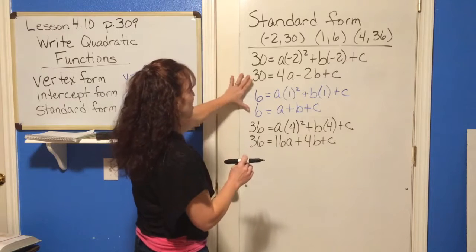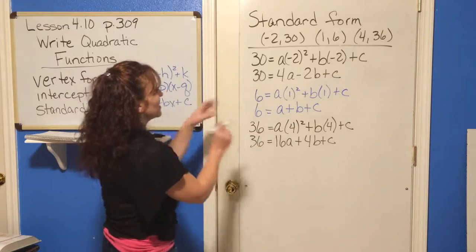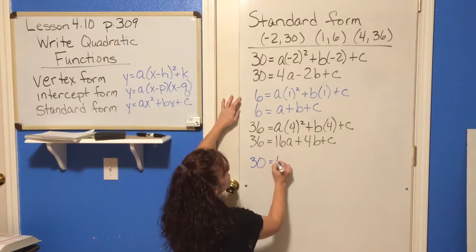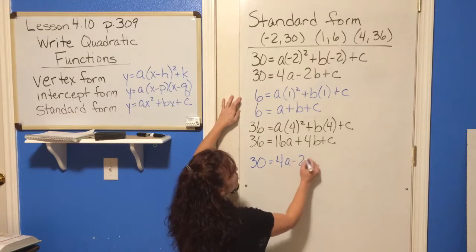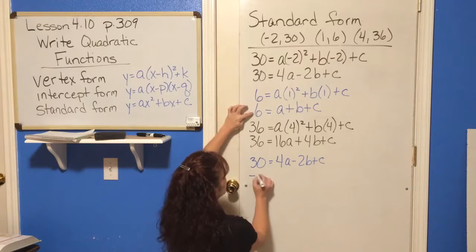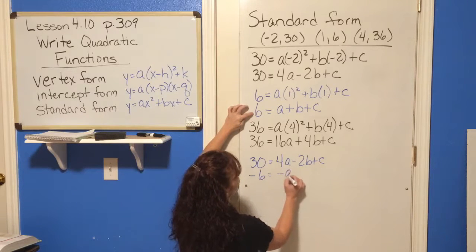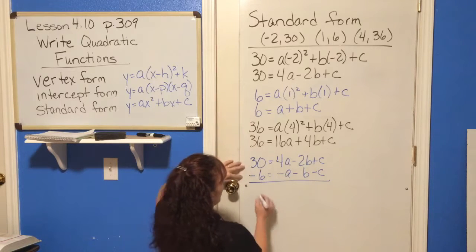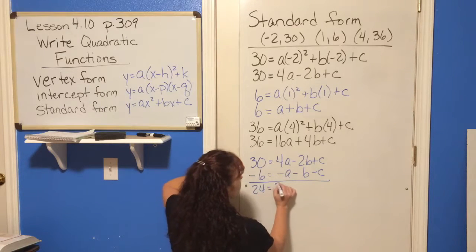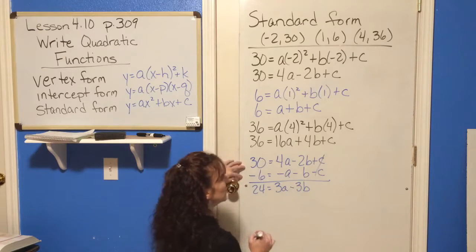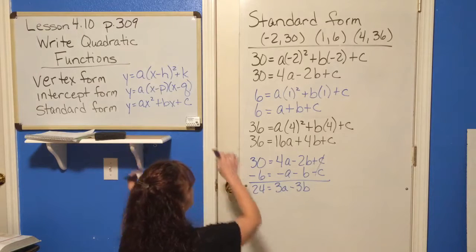So let's combine these two and say 30 equals 4a minus 2b plus c. Let's keep that one, and let's subtract this one. So minus 6 equals negative a minus b minus c. When we combine those, we get 24 equals 3a minus 3b, and the c's cancel out. Yay! We wanted them to cancel out.